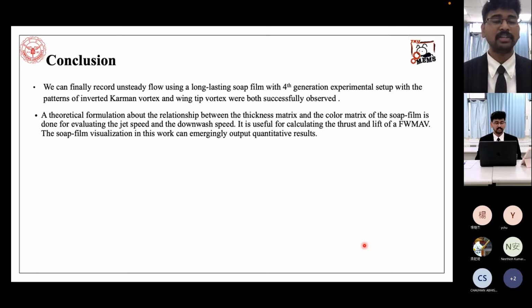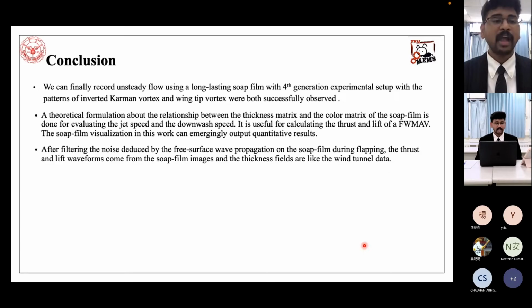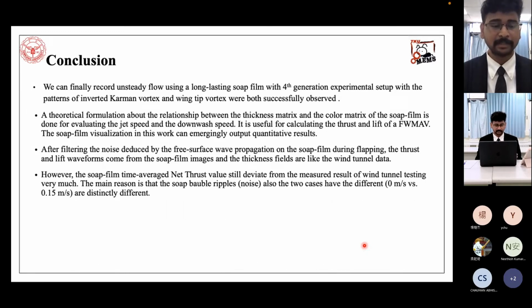The soap bubble visualization is work that can emerge with quantitative results. After filtering the noise caused by free surface wave propagation, which is the ripples we consider on the soap film during flapping, the thrust and lift waveforms from the soap film image and thickness field are similar to the wind tunnel data. However, the time average net thrust value of the soap film still deviates very much from the measured result of my wind tunnel testing. The main reason is the soap bubble ripple noise.